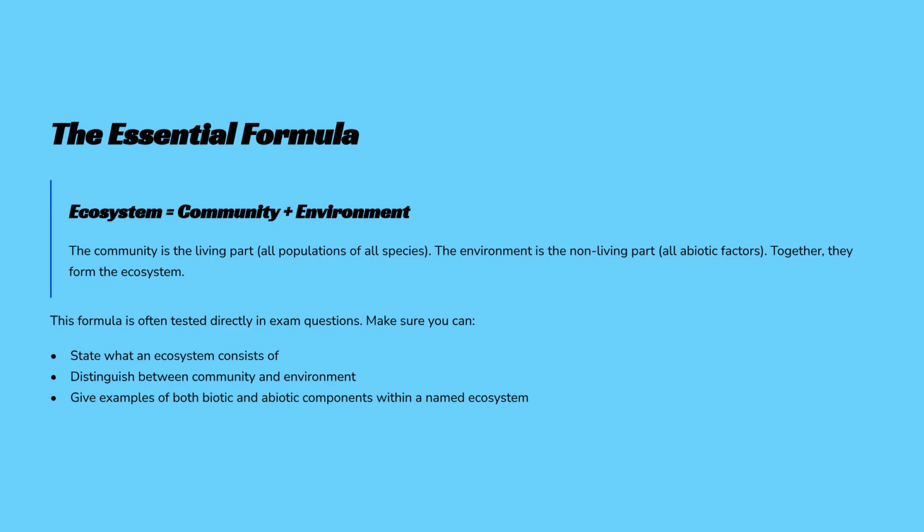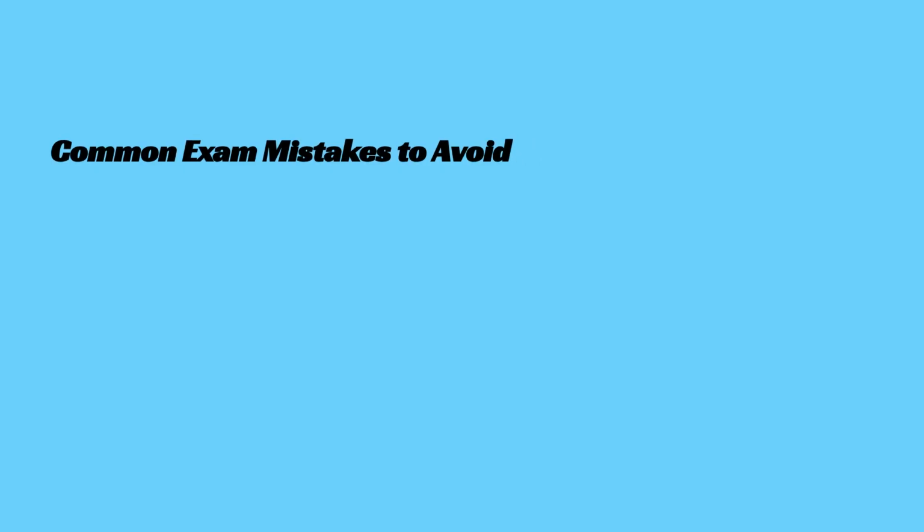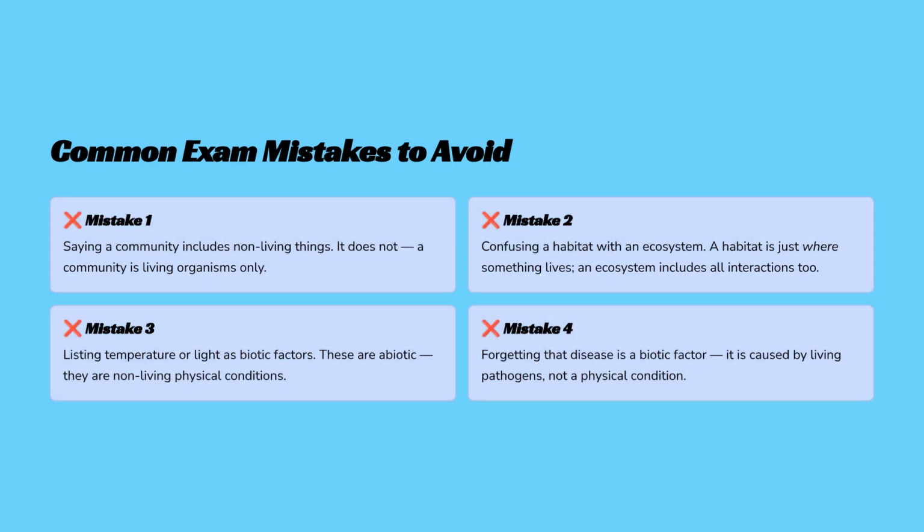Remember the fundamental ecosystem formula. Ecosystem equals community plus environment. The community represents all living organisms, while the environment consists of all non-living, abiotic factors. Avoid these common mistakes. Don't include non-living things in a community, distinguish between a habitat and an ecosystem, and remember that temperature and light are strictly abiotic.